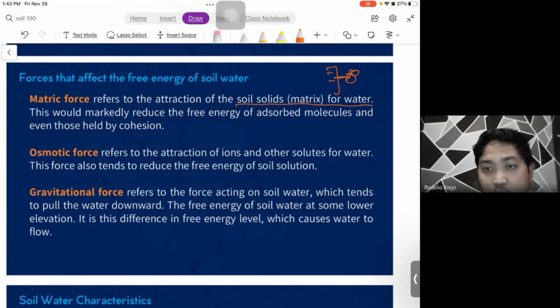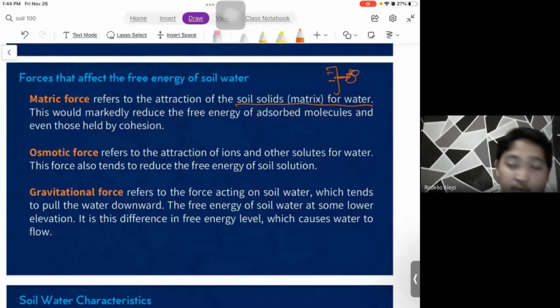Pag yung soil natin nag-hold siya ng water, ang tinatawag din natin ay matric force. Okay? Then another force is what we call the osmotic force. Osmotic force refers to the attraction of ions and other solutes for water. This force also tends to reduce the free energy of the soil solution.